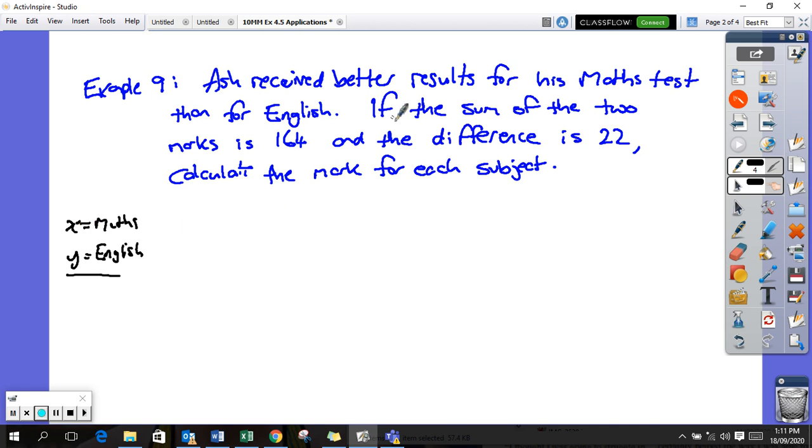So the first bit of information is the sum. The sum of the 2 results is 164. So that means his maths score plus his English score equals 164. So that's what a sum is. A sum is just adding them together. X is his maths score, Y is his English score. His maths score plus his English score equals 164, and we have one equation.